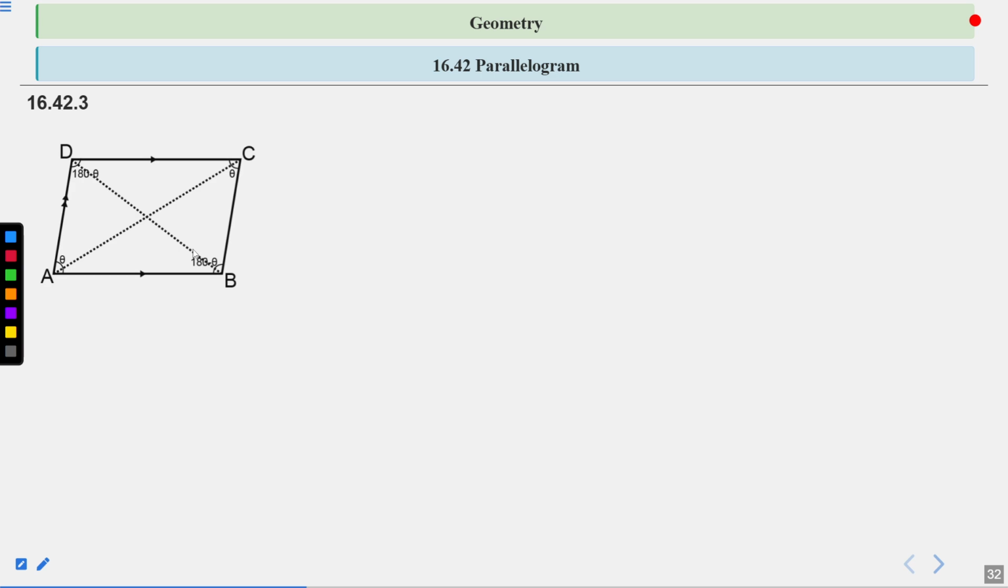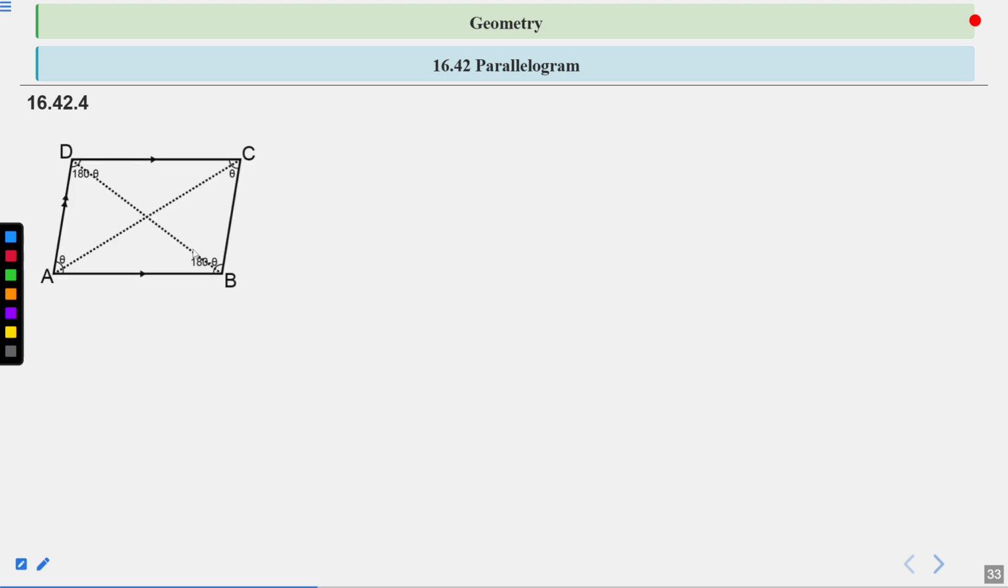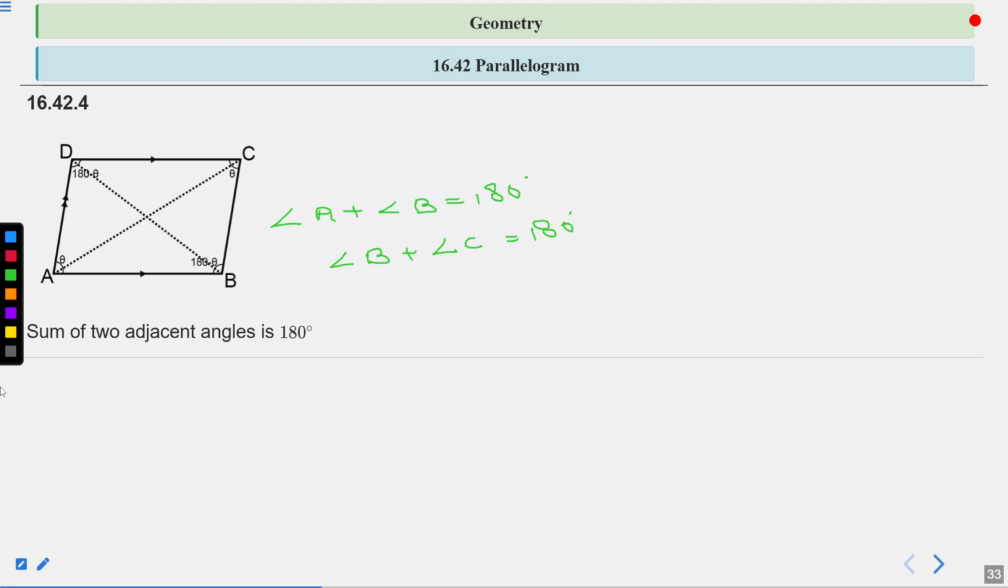Next one, 16.42.3 of the parallelogram formula. This is the diagram of the parallelogram. Now we can say that the opposite angles are equal. Next formula, 16.42.4. This is the diagram. The sum of two adjacent angles is always 180. It means angle A plus angle B is always equal to 180, or angle B plus angle C is also equal to 180 degrees. So adjacent angles always sum to 180 degrees.